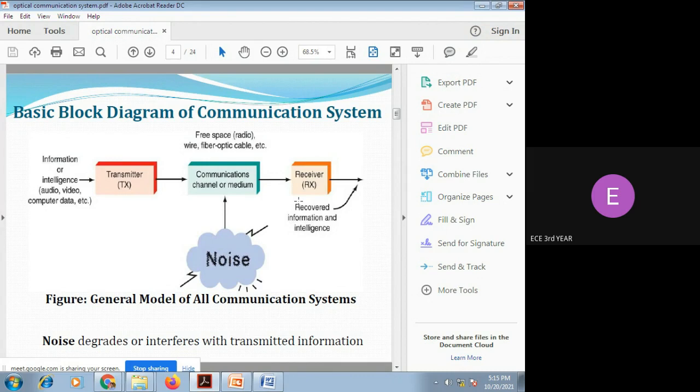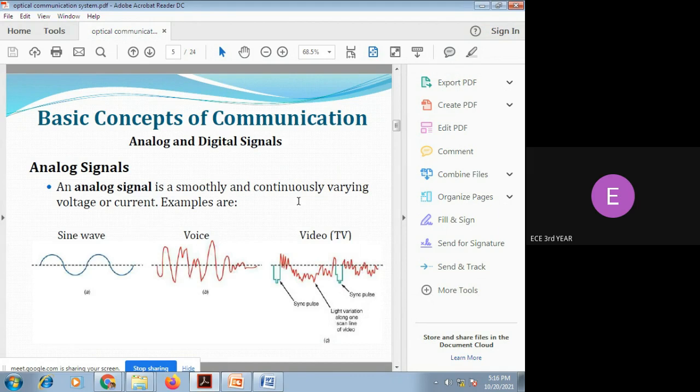So the major task or major design difficulty of a receiver is these two processes: receive the signal and remove the noise signal also. So, basic signals: the analog signal is a continuously varying signal. All of you know that very well. Examples: sine wave, voice signal, video signal. These are analog signals. It is continuously varying with respect to time. It is called an analog signal.